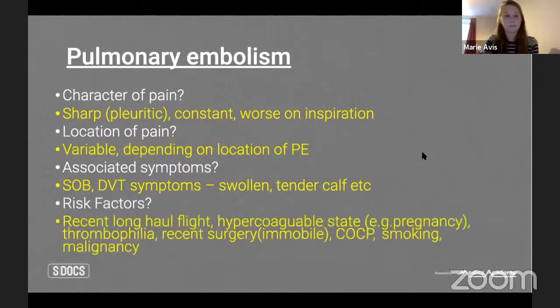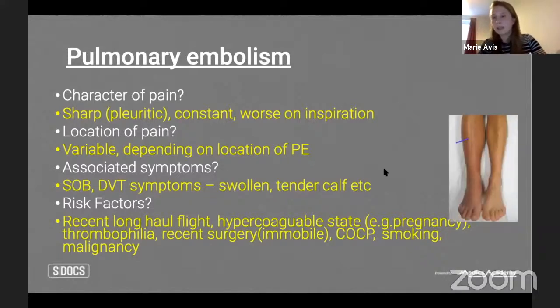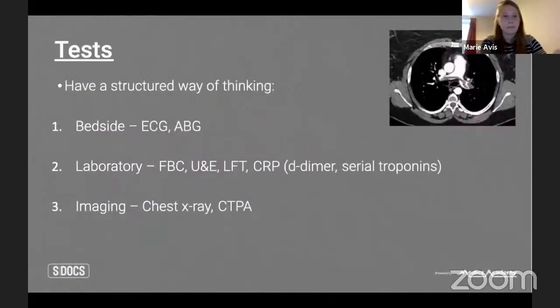And then risk factors. Again, another classic exam example is a recent long haul flight. That will always come up. Or they're in a hypercoagulable state, like pregnancy, where you're so much more likely to get clots. If they have a clotting disorder like thrombophilia, or they've had recent surgery, I'm talking like big surgery that leaves them immobile, like maybe some orthopedic surgery. The combined oral contraceptive pill makes you more likely to have clots. Things like smoking or having a malignancy make you hypercoagulable. So this is an example of a DVT. You see your red hot swollen leg and recent long haul flights.